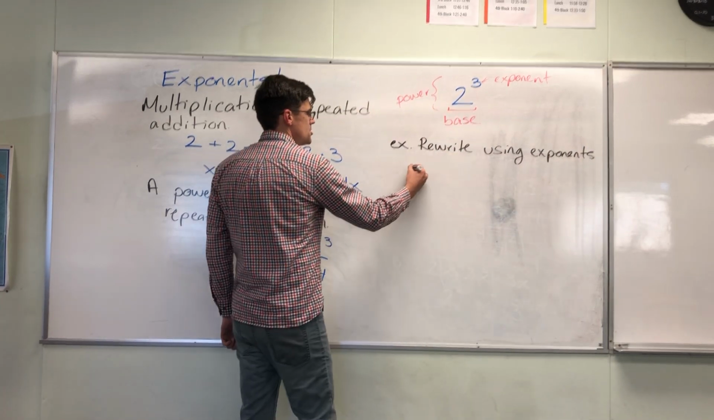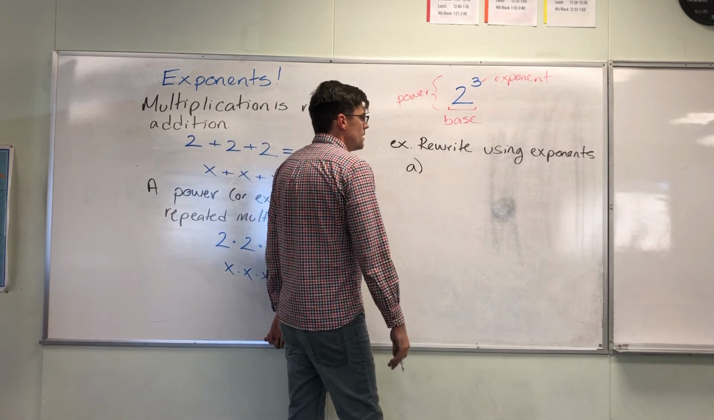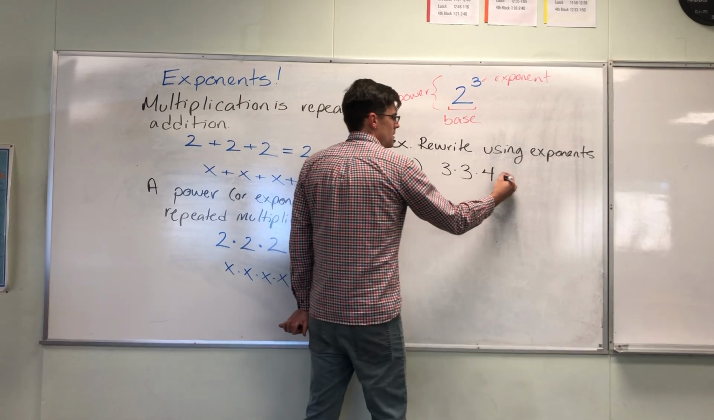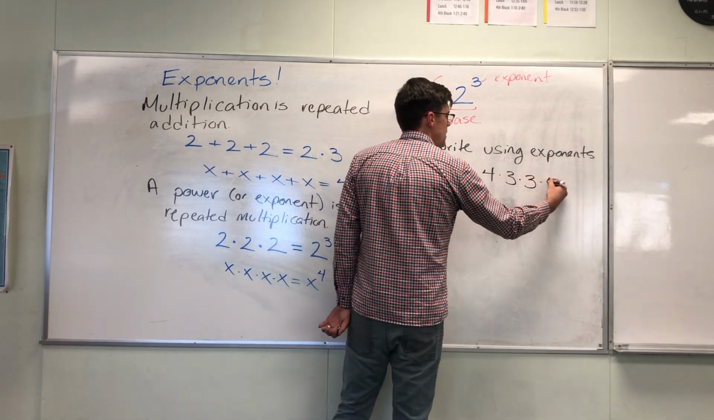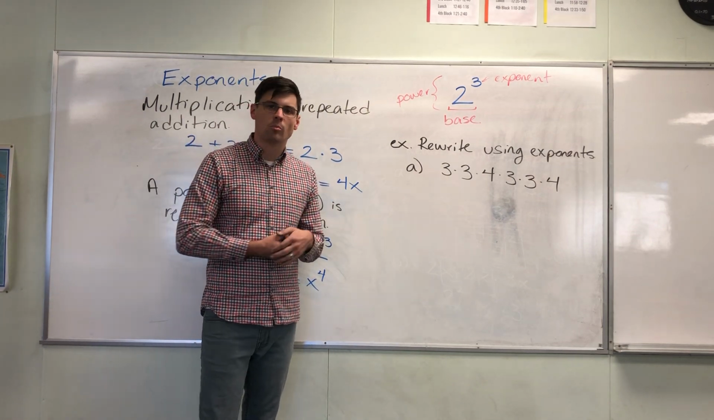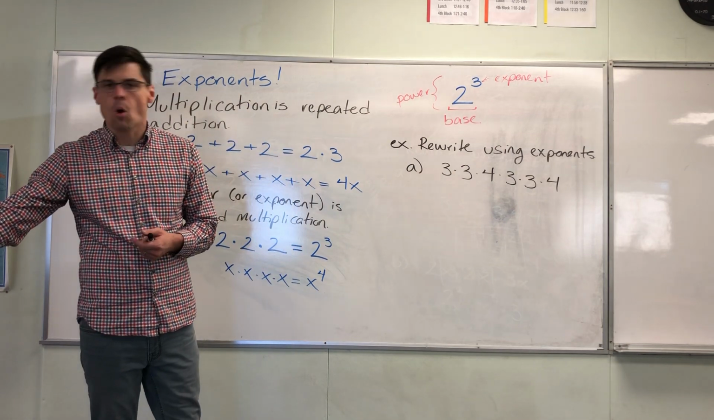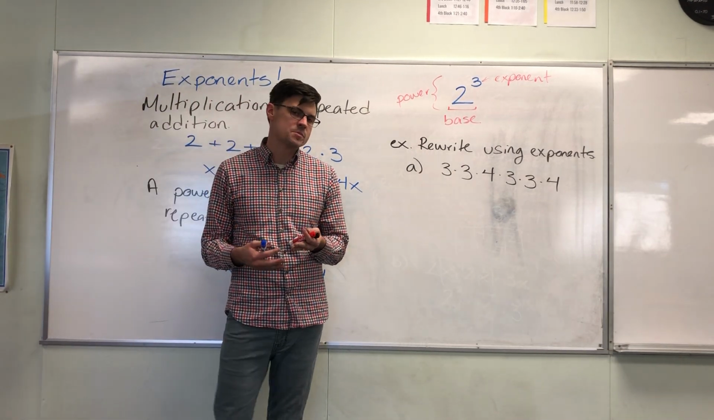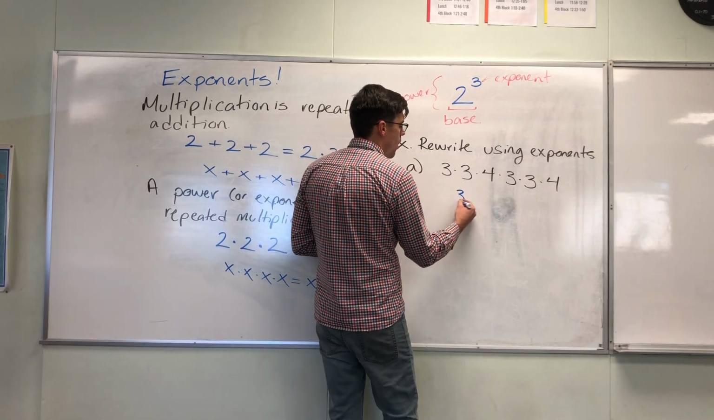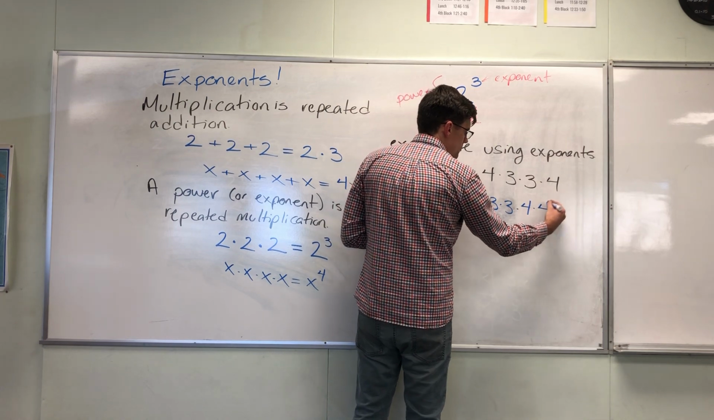So first, let's just start with some numbers being multiplied together. Let's say we had 3 times 3 times 4 times 3 times 3 times 4. So that's a series of numbers being multiplied together, and some of them have been repeated. Multiplication's commutative, which means that I can rearrange these numbers however I like. So I could put all the 3's on the left and all the 4's on the right.